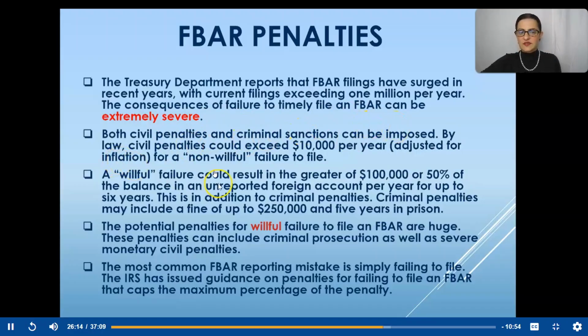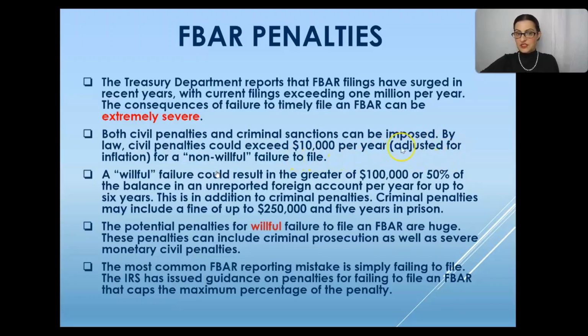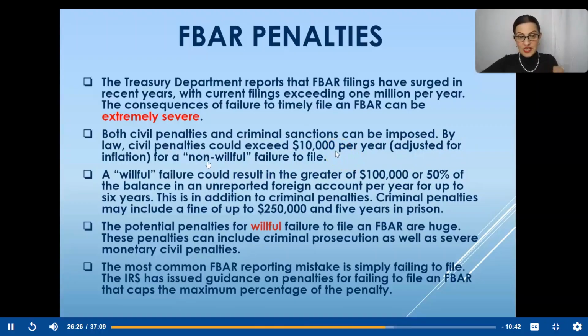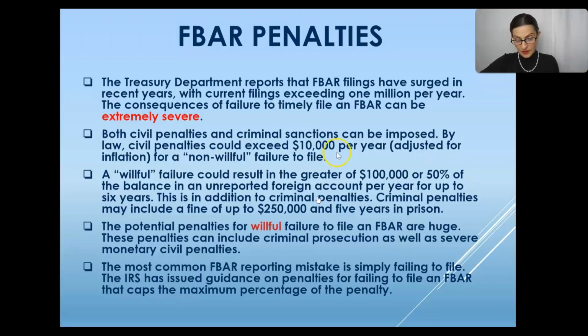By law, civil penalties could exceed $10,000 per year, adjusted for inflation, for a non-willful failure to file. Non-willful means accidental. You didn't do it on purpose. The IRS can still assess you a $10,000 penalty for non-willful failure.